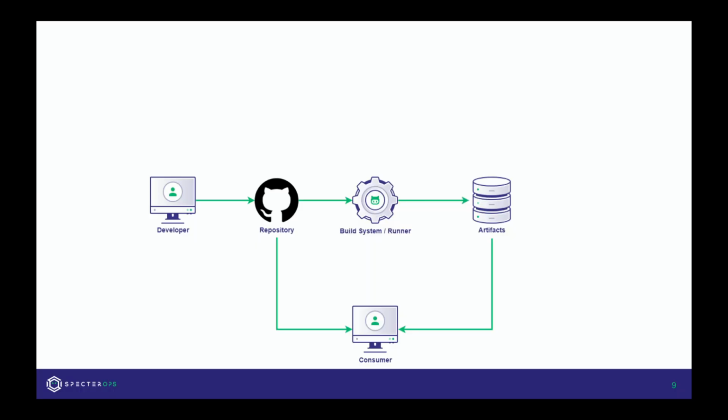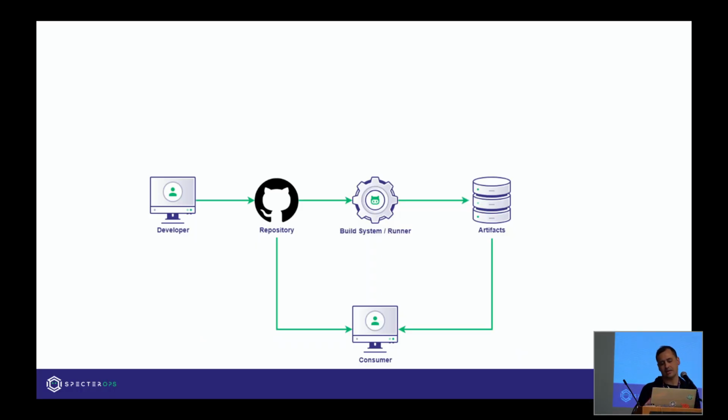So here's a nice little diagram. As I mentioned, we have the developer. This is a wonderful place to be for us. The developer generally is going to be pushing code into the repository. The repository is going to have some sort of trigger or configuration file which tells a build system or a runner how it should interact with the source code.